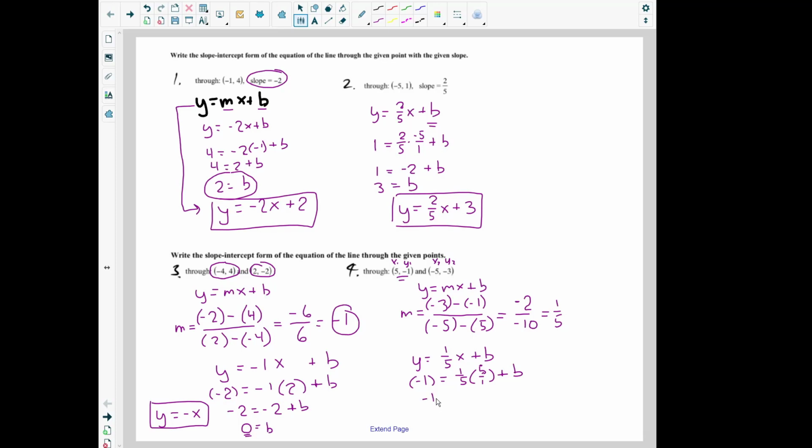So that's negative 1 equals 1/5 times 5 over 1, which is 5 over 5, which is 1. And then I'm going to subtract 1 from both sides, and I get b equals negative 2. So the final answer is y equals, take the slope from our first part, 1/5 x, and then plus b, which is negative 2. So that's the final answer.